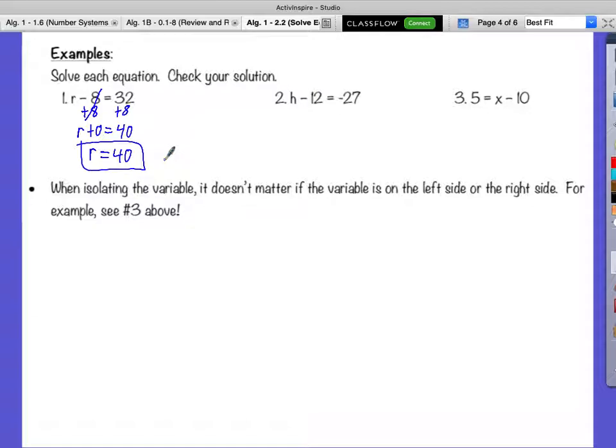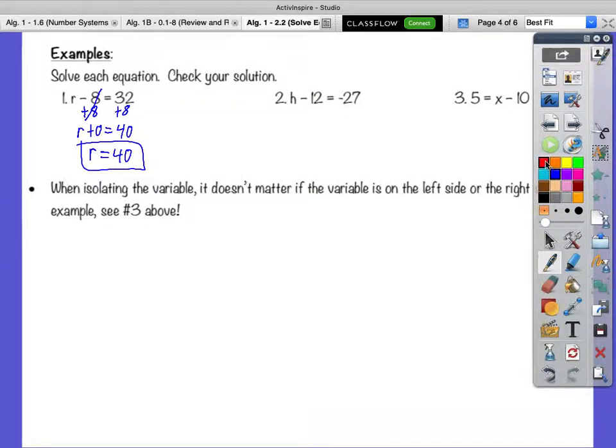So we solved the equation. We got our variable by itself. And when we say a coefficient of 1, if we don't see a number in front of this R, what number is really there being multiplied with it? A 1, because if you multiply anything by 1, do you get a different number or the same number? The same number, because it's our multiplicative identity. That's coming back too.